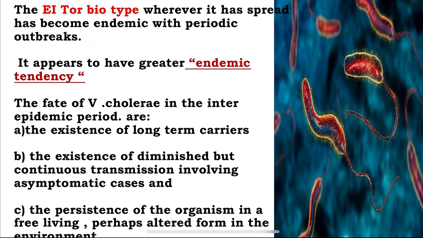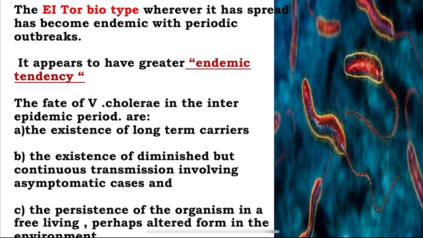Then we are going to discuss the Eltor biotype. The Eltor biotype, as I told you, is a particular strain of Vibrio cholerae, which is the causative agent of cholera. It is the dominant strain in the global cholera pandemic. Wherever it has spread, it has become endemic as well, with periodic outbreaks, which is nothing but epidemics periodically appearing. It appears to have a greater endemic tendency. Along with fewer epidemics, it also has a great tendency to cause endemicity.